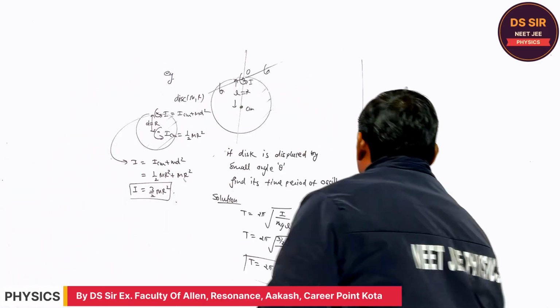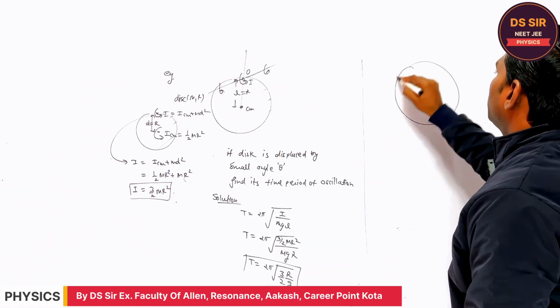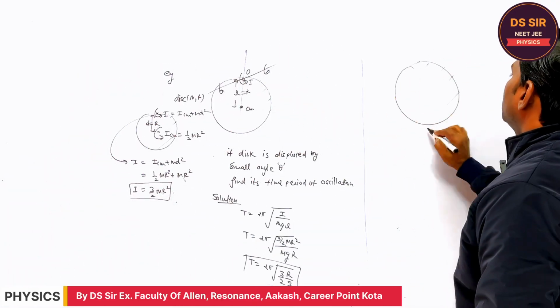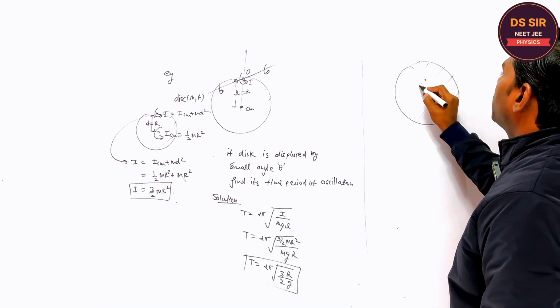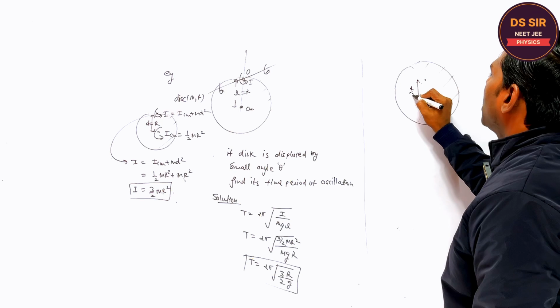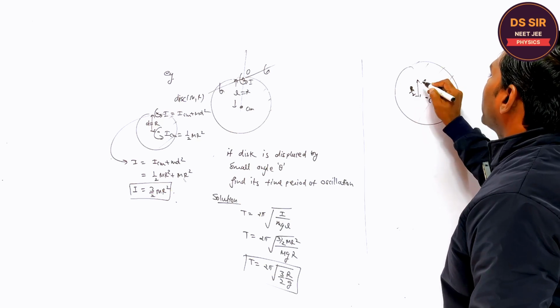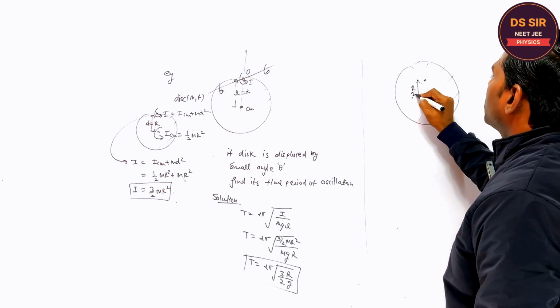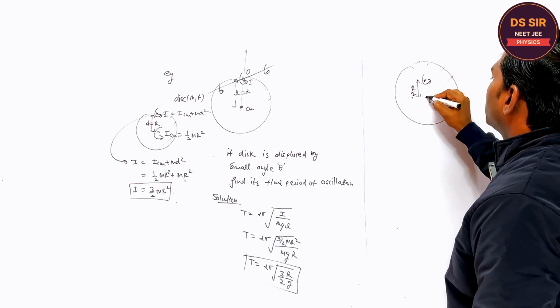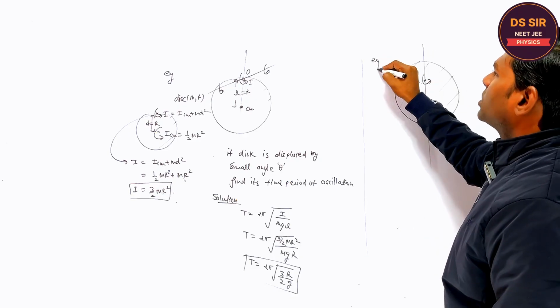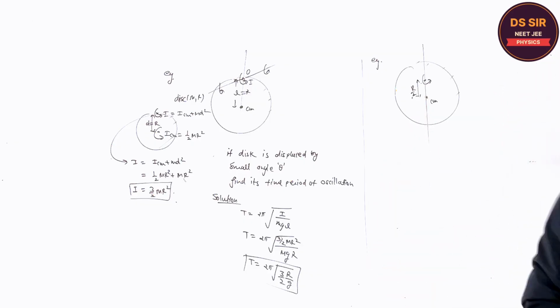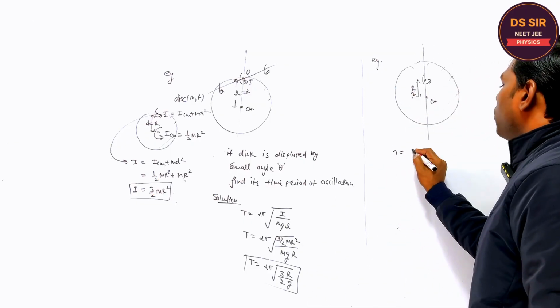Copy this and try the next question. Suppose this is the disk and this is the center of mass. It is suspended from the midpoint. Suppose this distance is R by 2. This is the axis of rotation, and you have to find the time period of oscillation about this axis of rotation. Copy this. So let's see what the answer will be.